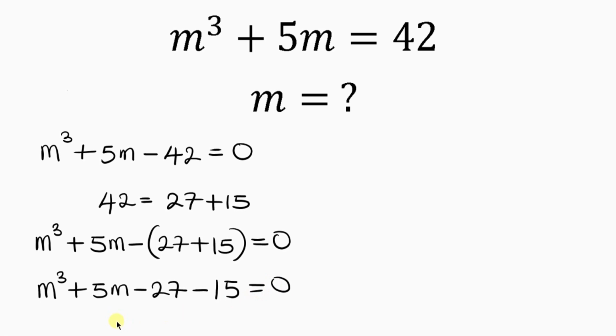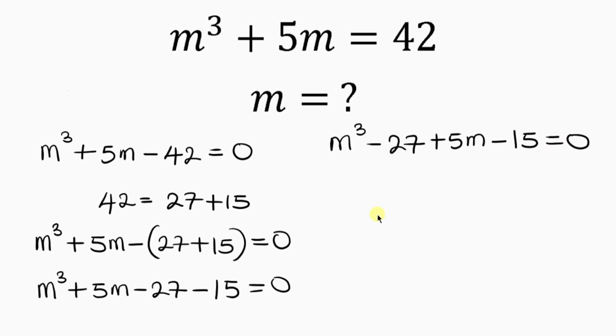Very good. Now, I'm going to be bringing together the perfect cubes. So this is a perfect cube. So that's m cubed. The other perfect cube I have there is negative 27. So I'm going to be writing that, negative 27. And then I'll write plus 5m. So plus 5m. Then lastly, minus 15. So minus 15 equal to 0.